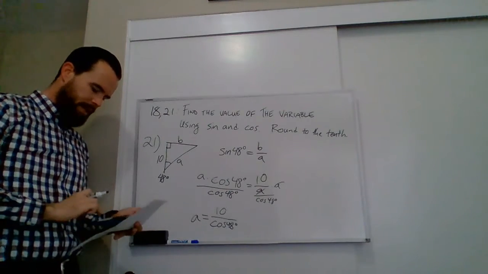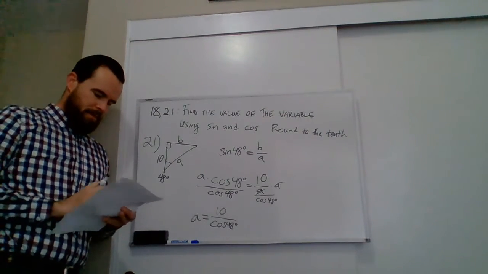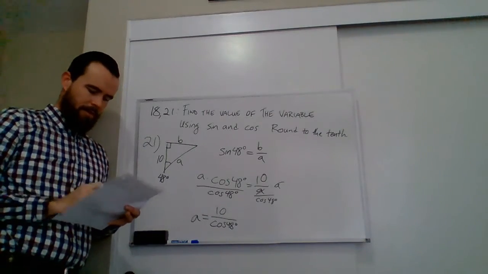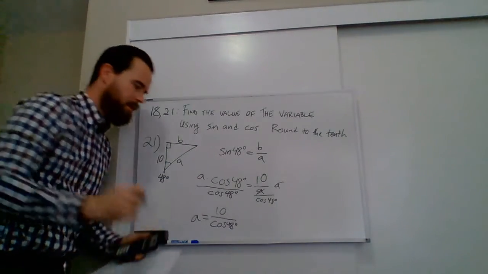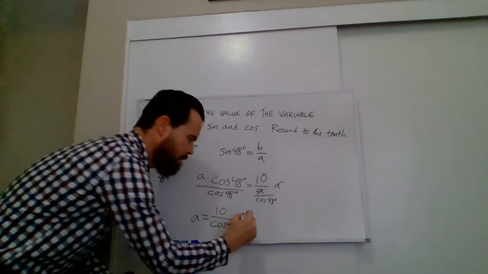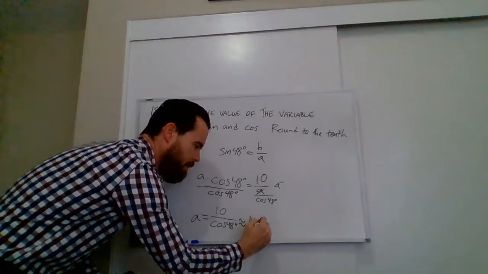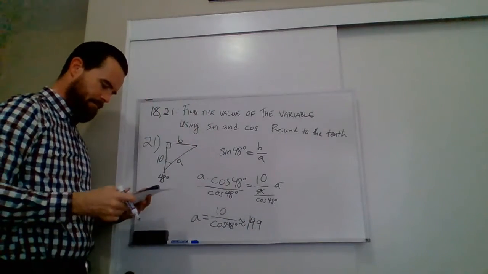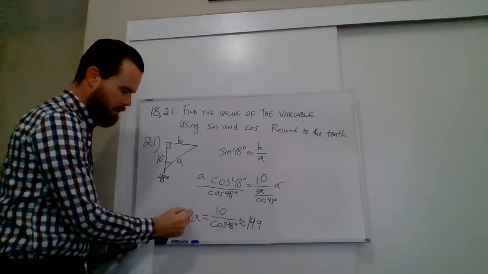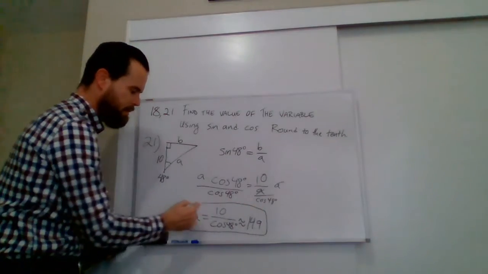All right, some more calculator now. 10 divided by cosine 48 degrees. And I'm going to round it right now. It's about 14.9. All right, so that's one of our side lengths.